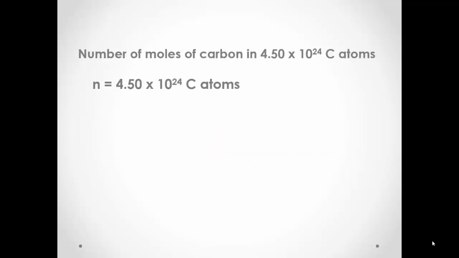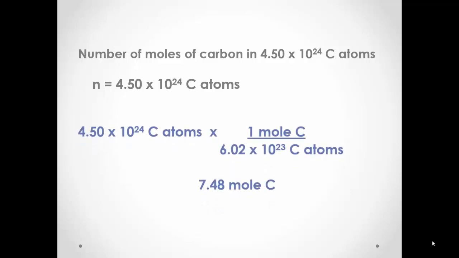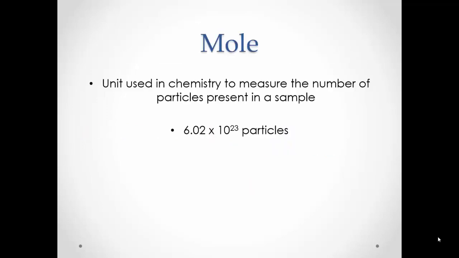What if we want to know the number of moles of carbon in 4.50 times 10 to the 24th atoms of carbon? In this case, we are given the number of atoms, so we would want to flip our conversion factor, so 1 mole is over 6.02 times 10 to the 23rd atoms. Here we will take our number of atoms and divide it by 6.02 times 10 to the 23rd to get 7.48 moles of carbon.